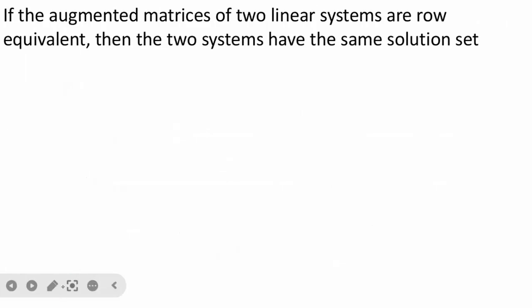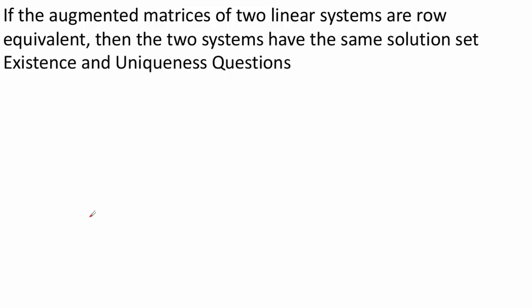If the augmented matrices of two linear systems are row equivalent, then the two systems have the same solution set. That means one matrix can be obtained from the second by using elementary row transformations.